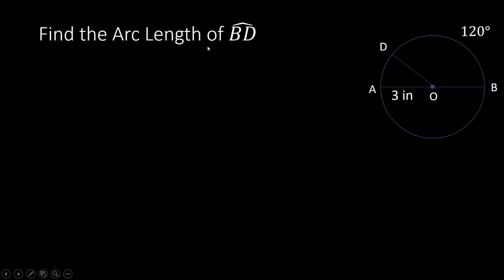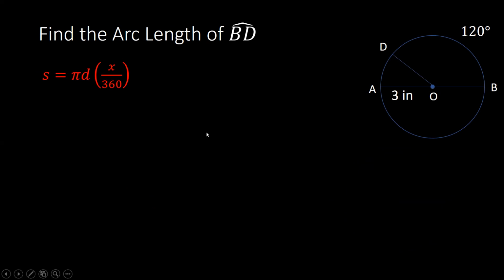So this one is looking for the arc length of BD. BD is a minor arc. For a major arc we will use 3 letters to represent it. So as BD is 120 degrees, that means the proportion of 360 will be for our arc length of BD, which means we can plug in.